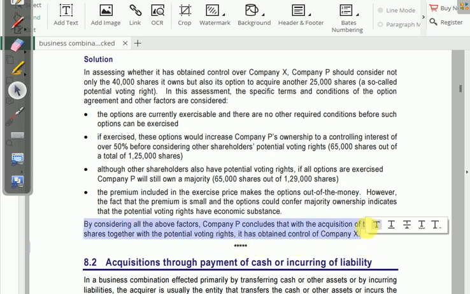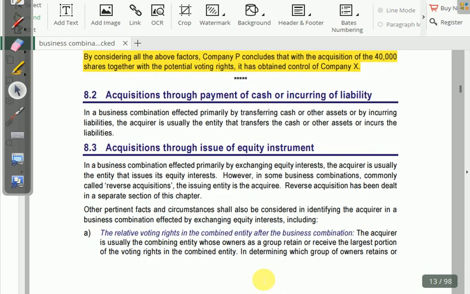You can read here. Acquisition through payment of cash or incurring of liability in a business combination effected primarily by transferring cash or other asset or by incurring liabilities. The acquirer is usually the entity that transfers the cash or other assets or incurs the liabilities.